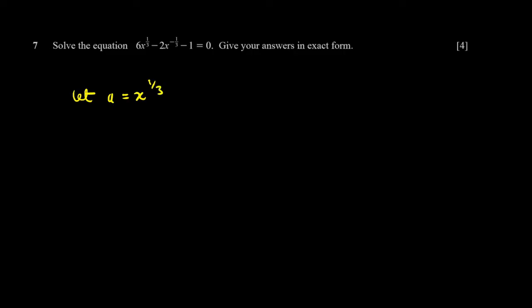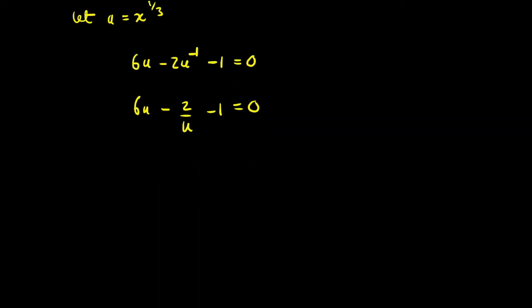That means I can rewrite this equation as 6u minus 2u to the power of negative 1 minus 1 is equal to 0. And you can rewrite that if you prefer as 6 minus 2 upon u minus 1 is equal to 0, because u to the power of negative 1 is the same as 1 divided by u. That's the indices rule. And then we want to multiply everything through by u. So we get 6u squared minus 2 minus u is equal to 0.